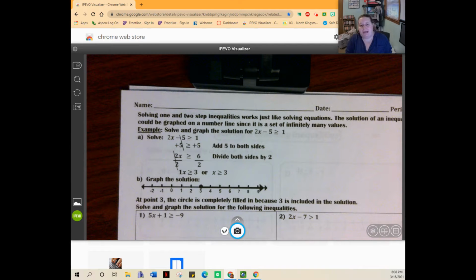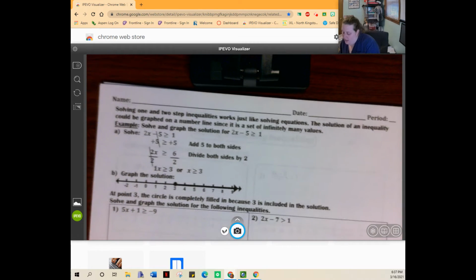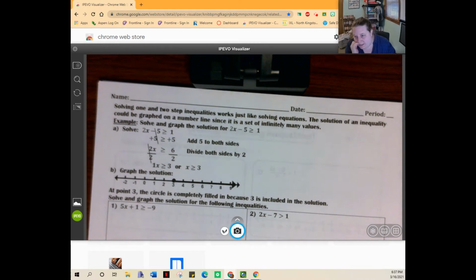Hi everyone, it's Mrs. Brimlow, and in this video I'm going to talk to you and show you how to solve and graph inequalities. So if you could turn to page 10 in your packet, it looks like this. And we're going to go ahead and practice solving and graphing inequalities together.